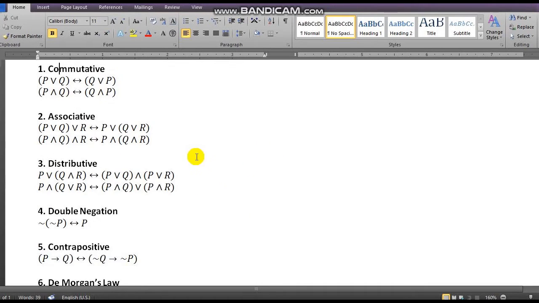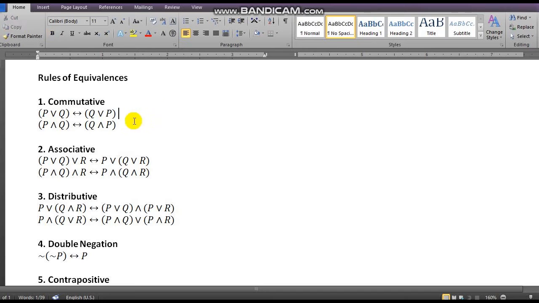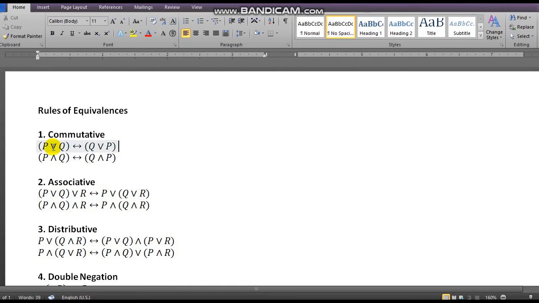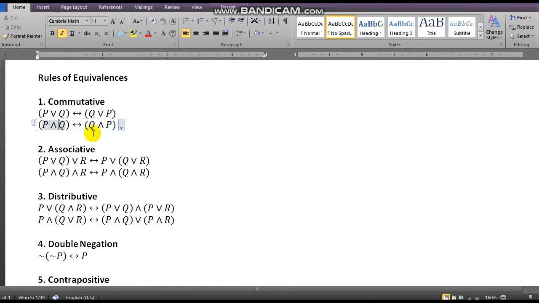The first one we have is commutative. This works for both the or and the and, for conjunction and disjunction. P or Q can be rewritten as Q or P. In the same manner, P and Q can be rewritten as Q and P. So you can flip around the two statements.